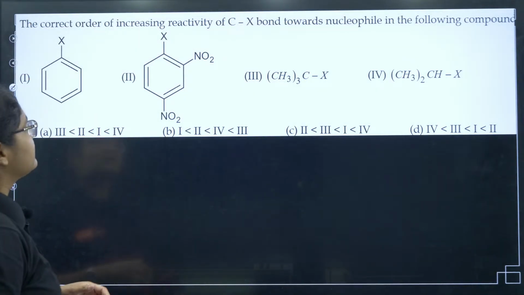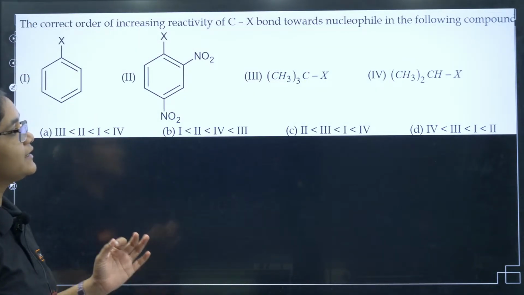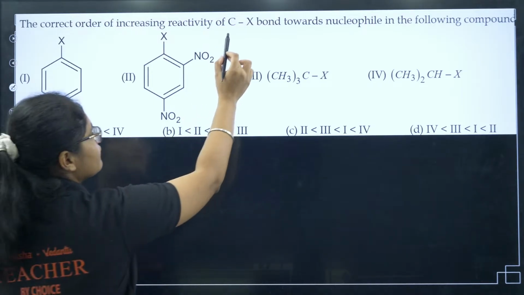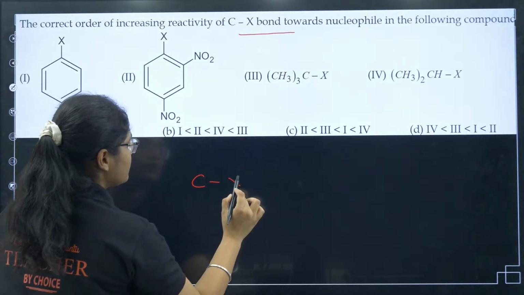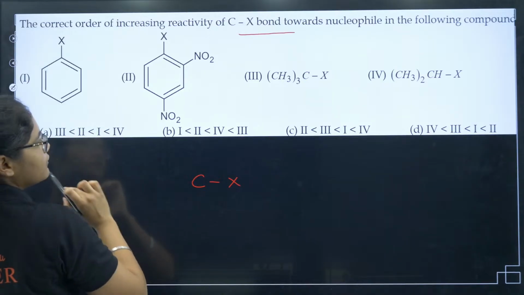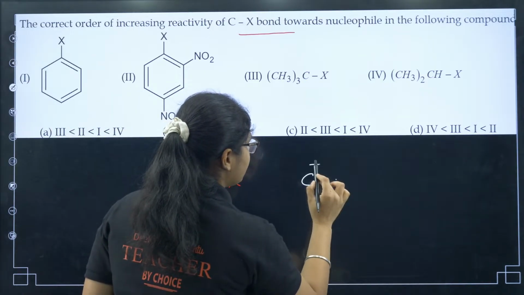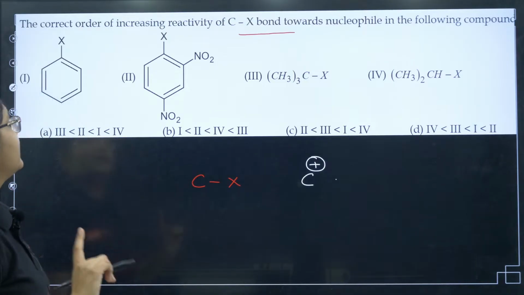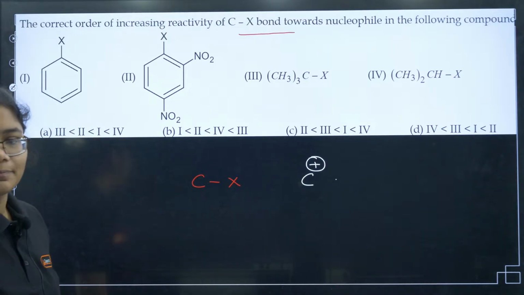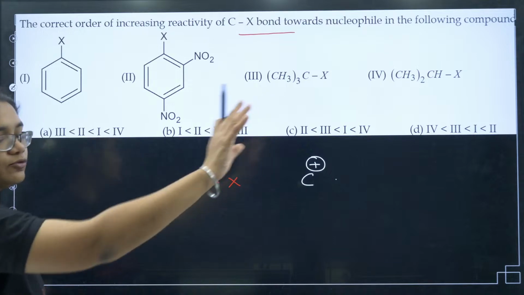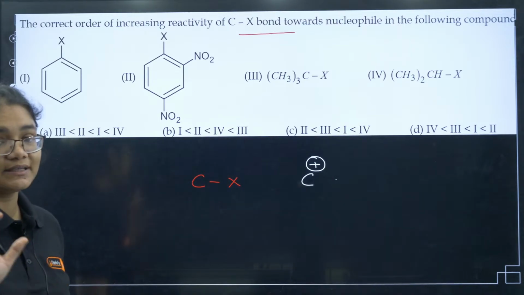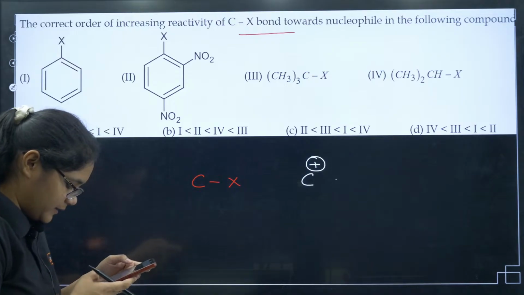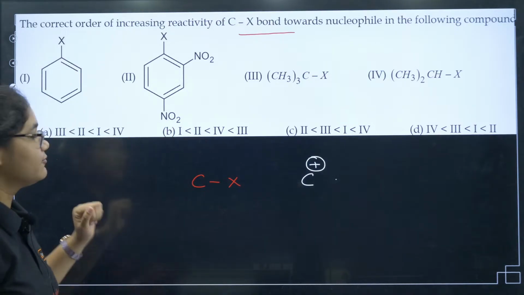Next, the increasing order of reactivity of C-X bonds towards the nucleophile in the given compounds. Again, reactivity of the C-X bond. How will the C-X bond react? X will leave and a carbocation will form. So where the stability of the carbocation is maximum, there the reaction will be maximum. Remove X from all the options and get the carbocation. Where the carbocation is more stable, it will be more reactive.